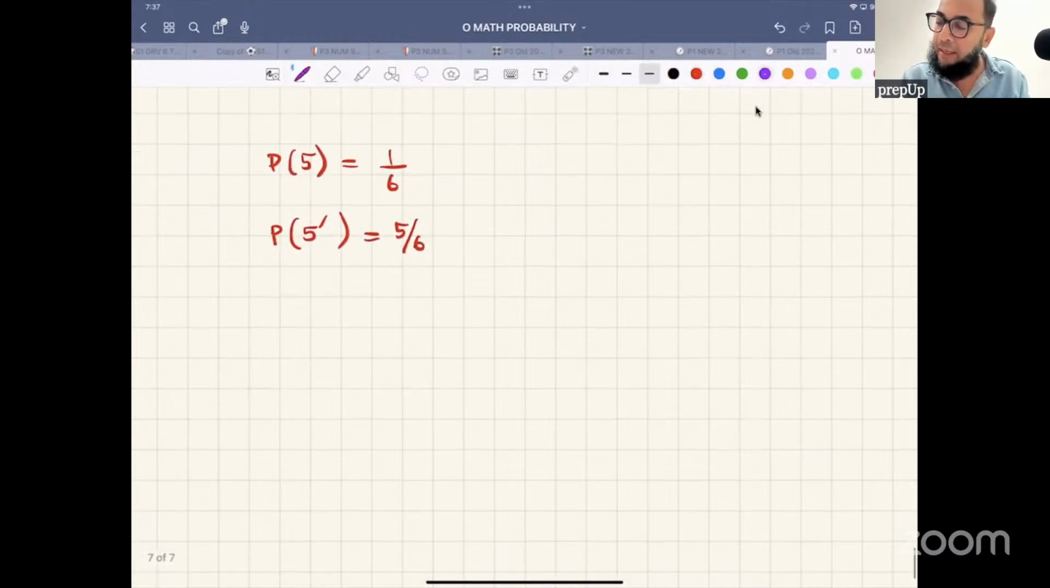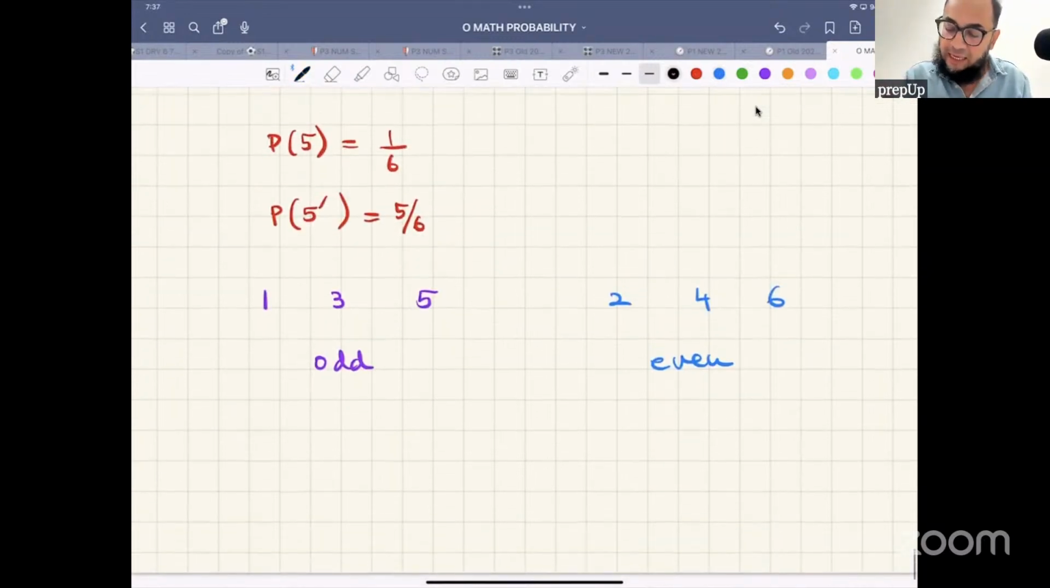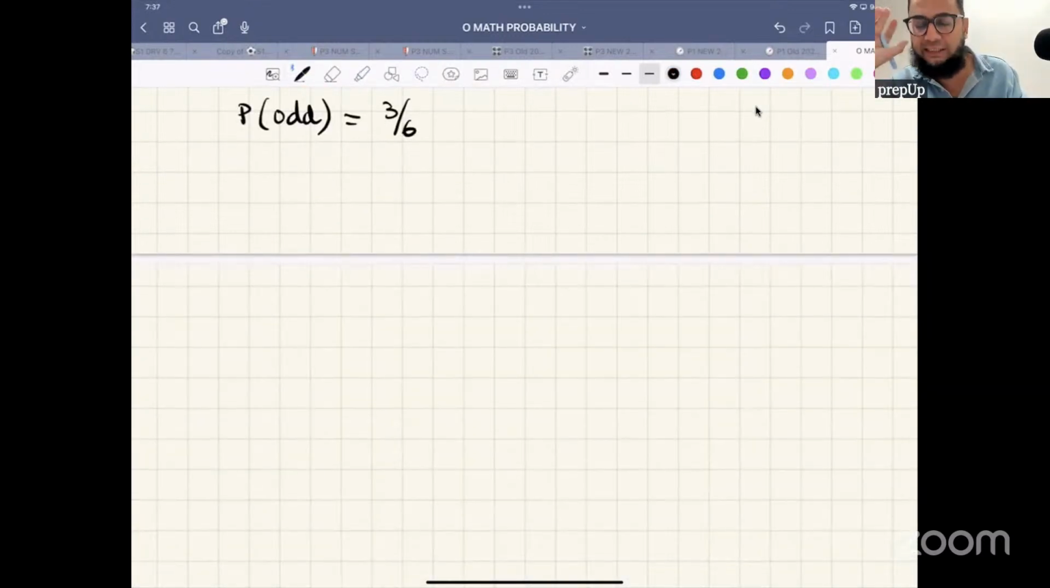Let me think of it from another perspective. 1, 3, 5. These are odd numbers. 2, 4 and 6. These are even numbers. If they ask me what is the probability of an odd number, so I'll say 1, 2, 3, that is 3 out of 6. Let's not just hurry up into simplifying the things. Just wait for a second till the very last step. And that is one thing that we learn in this.